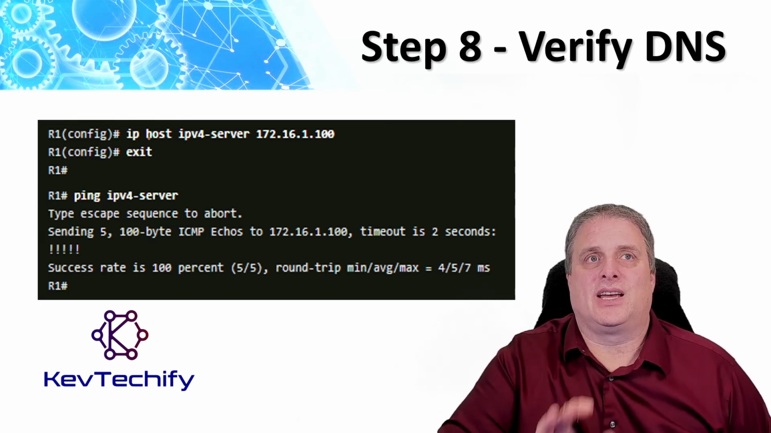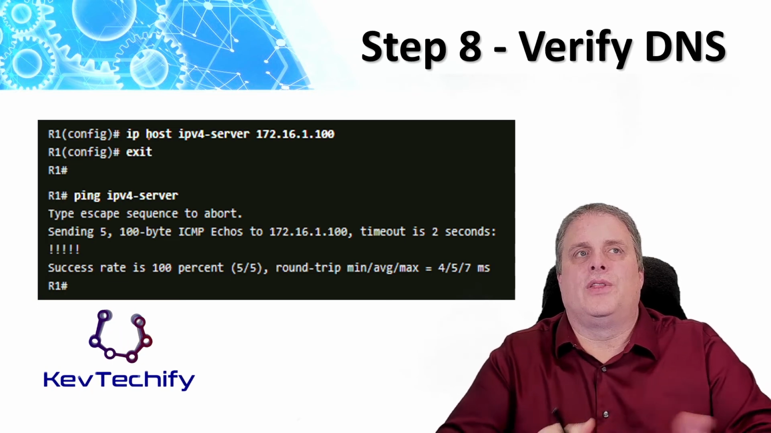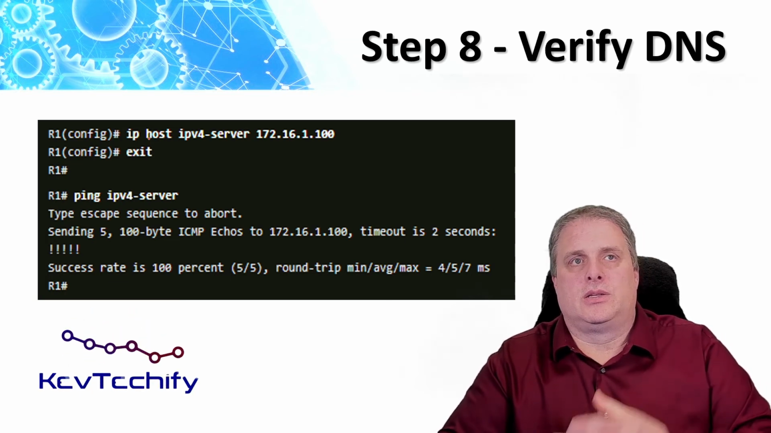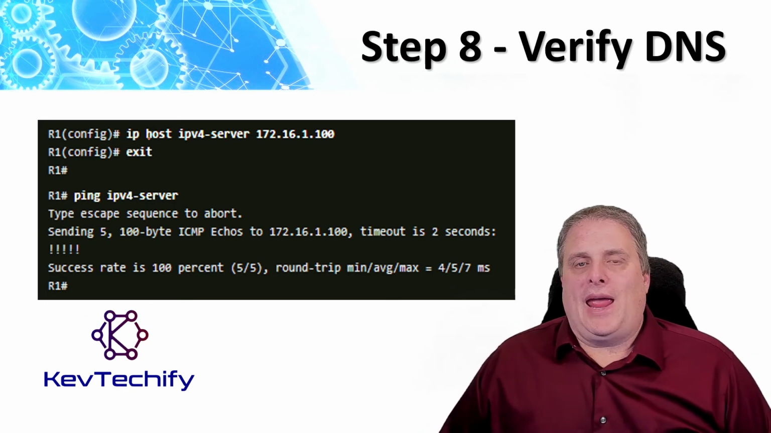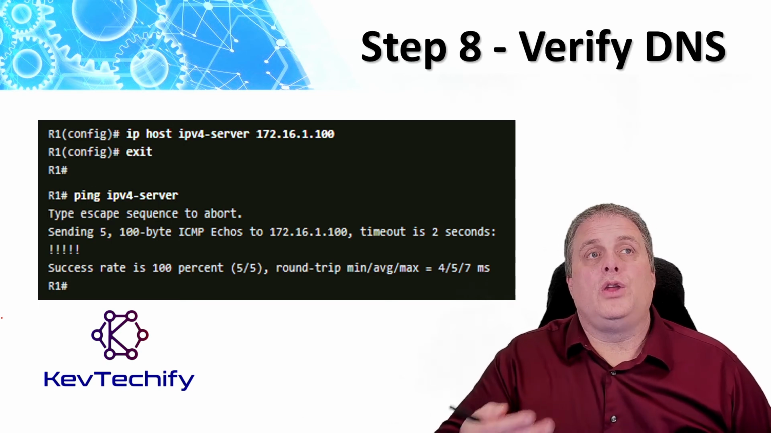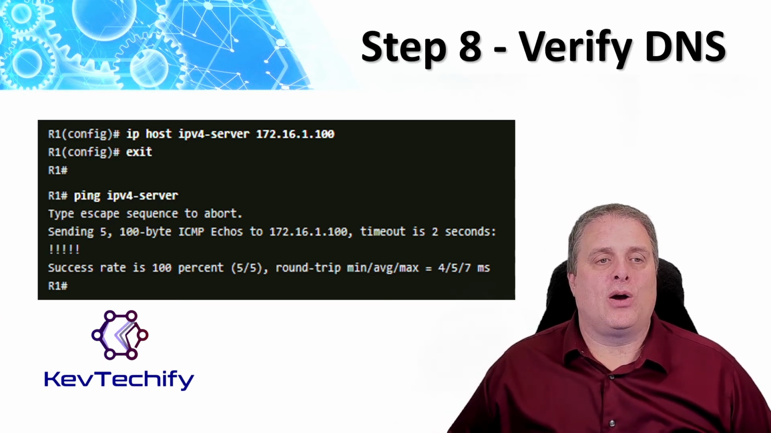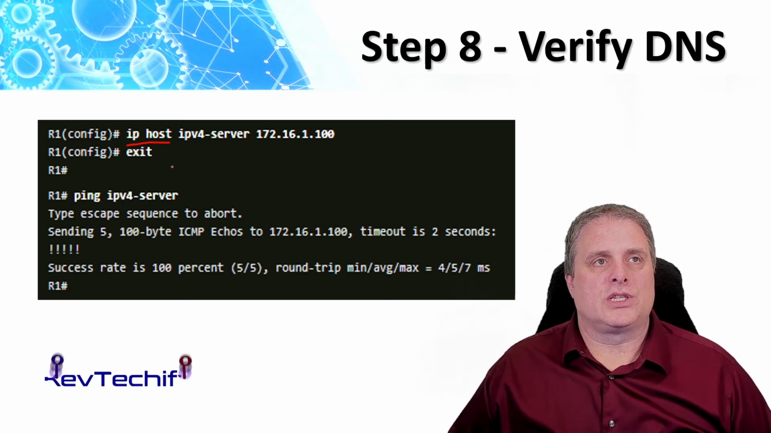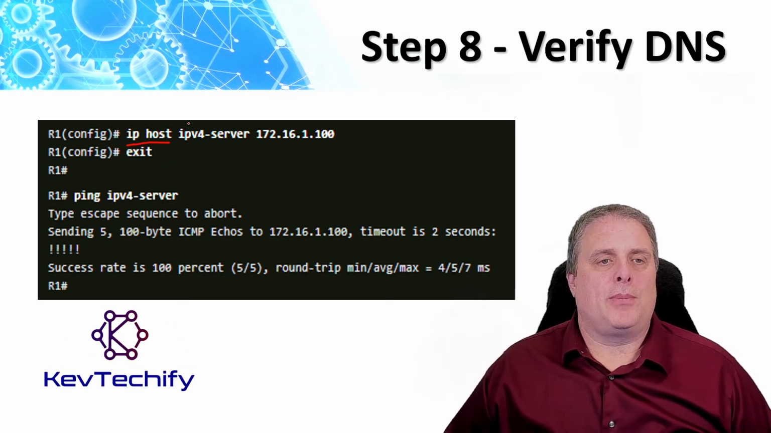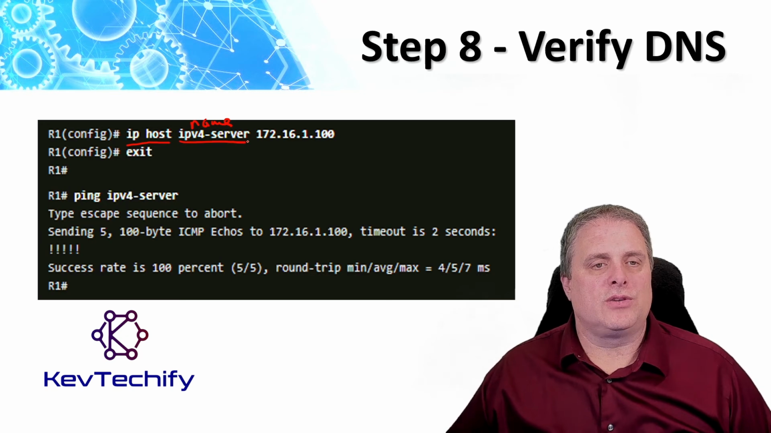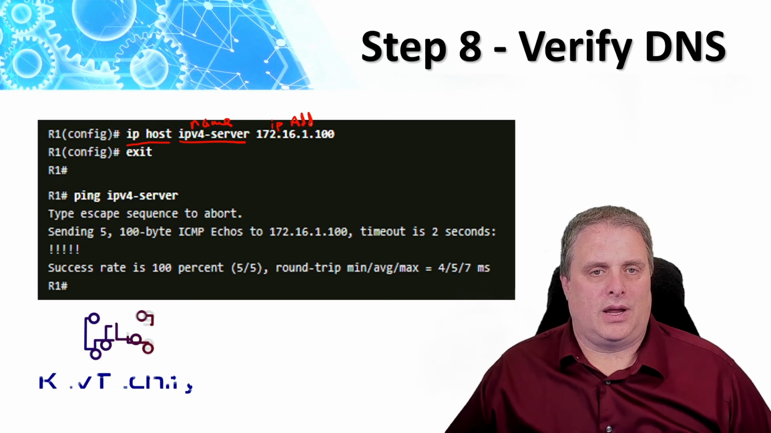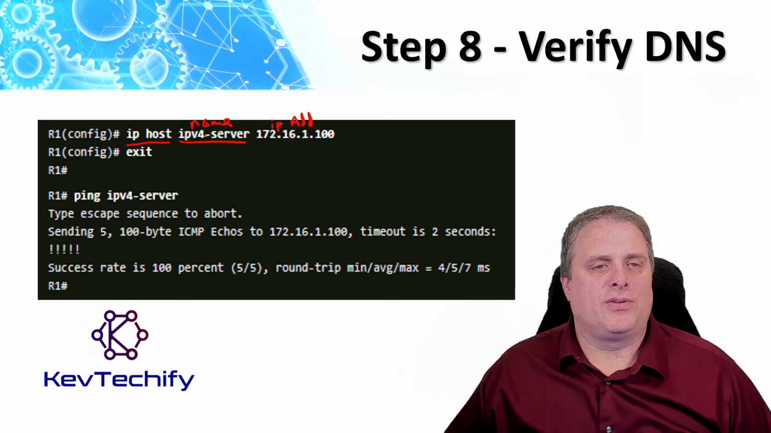When you configure DNS on a device, you can substitute the host name for the IP address with all the IP commands, such as ping and telnet. If you don't have access to a DNS server, what you can do instead is use the ip host command. Here, with the ip host command, you can map a name. So this is the name we're going to put in here, IPv4-server, and tell it to go to this IP address. So every time we see the name IPv4-server, go to this address instead.